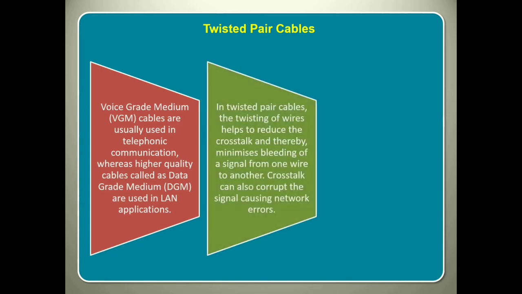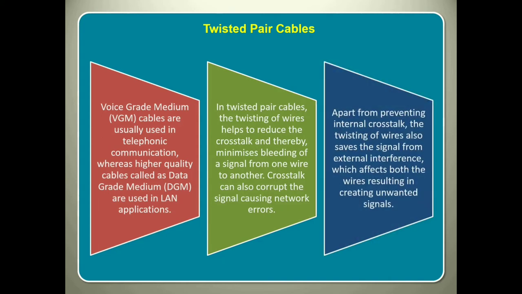In twisted pair cables, the twisting of wires helps to reduce the crosstalk and thereby minimizes bleeding of a signal from one wire to another. Crosstalk can also corrupt the signal, causing network errors. Apart from preventing internal crosstalk, the twisting of wires also saves the signal from external interference, which affects both the wires, resulting in creating unwanted signals.